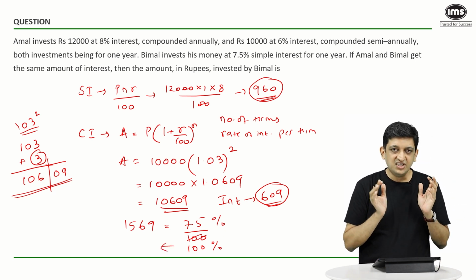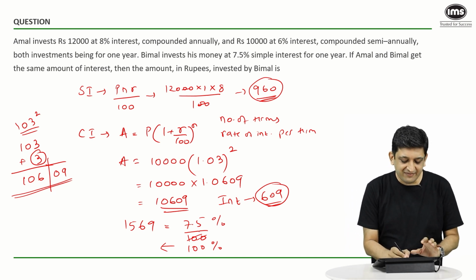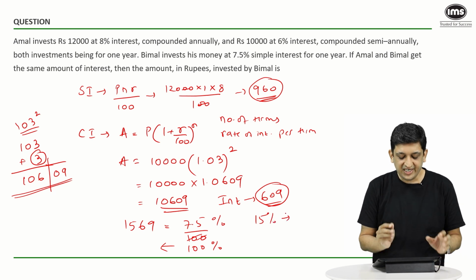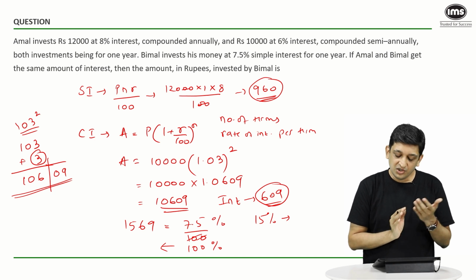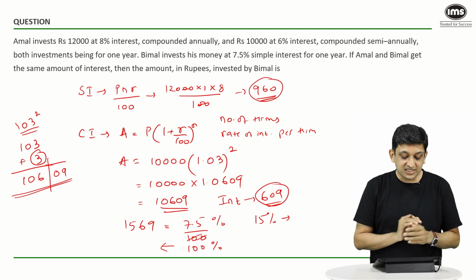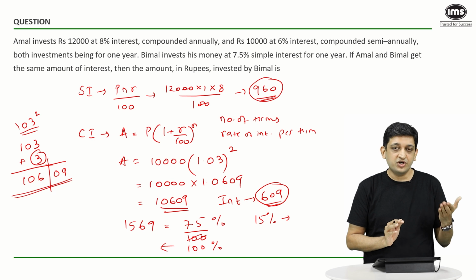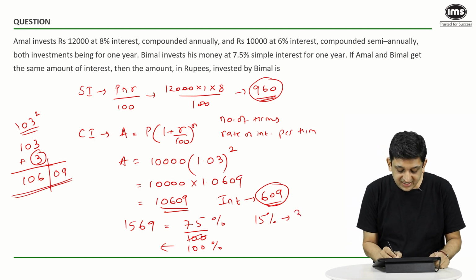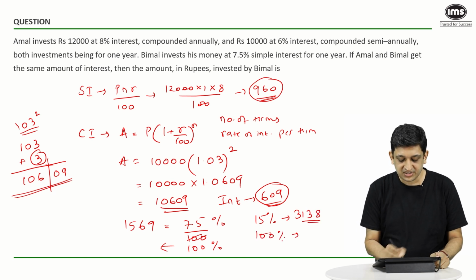So now you can again think about numbers a bit. Instead of dividing it by 7.5, you can think about if 7.5% is 1569, what will be 15%? Let's try to put it into easier numbers so that we can divide nicely. Or if you are really good, you can divide by 7.5 as well. There is no problem with that approach either. So 15% is going to be twice of 1569. Twice of 1500 is going to be 3000. Twice of 69 is going to be 138. So 3138 is 15%.